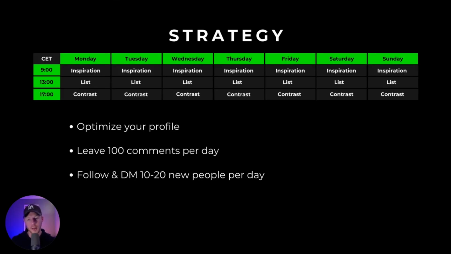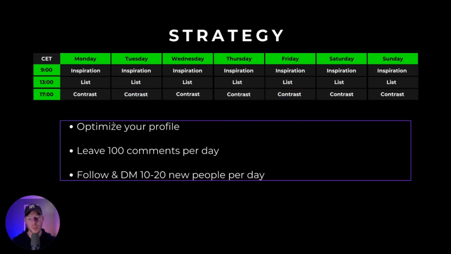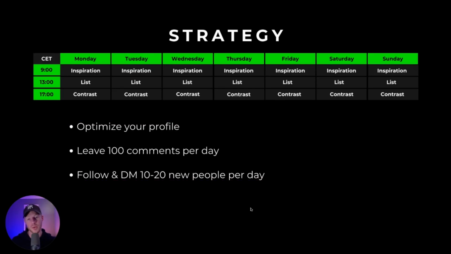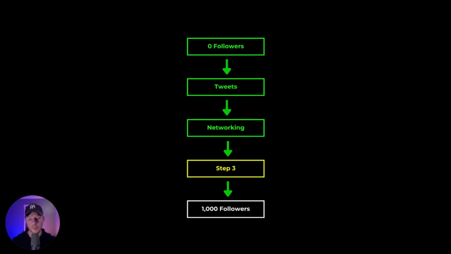Alright, so far that gives us the following strategy. These types of posts, optimizing your profile, leaving 100 good comments per day, and following and DMing 10 to 20 people per day. You don't need to do this much to grow, but if you want to get to 1k in 30 days, then you need to. So that brings us to the third step, and this is doing giveaways.